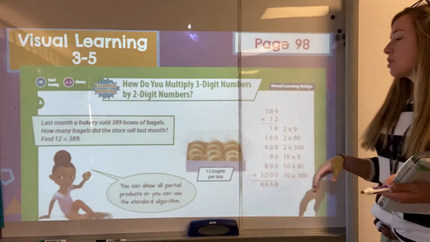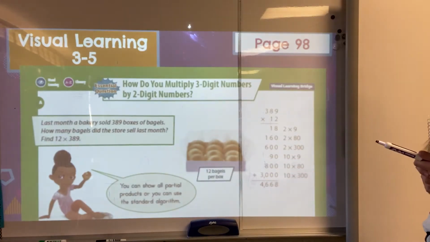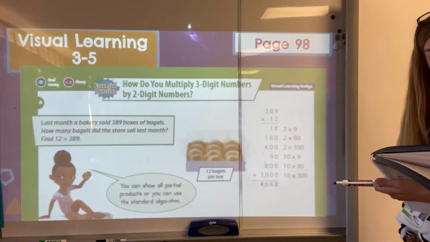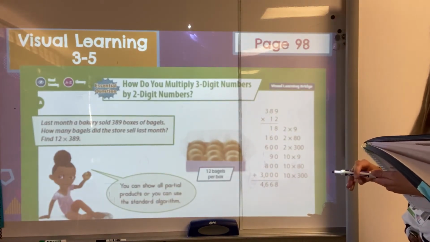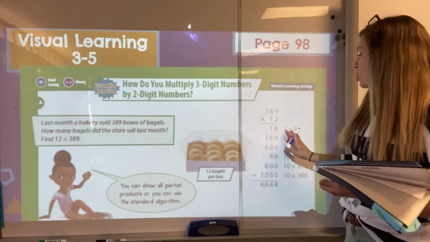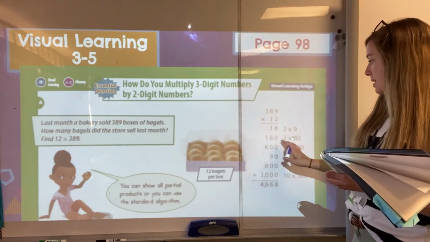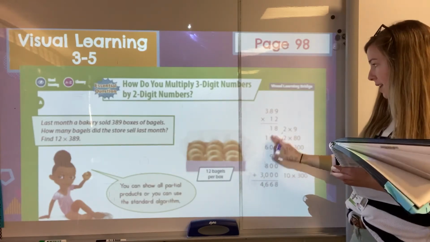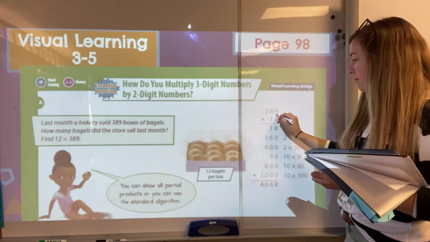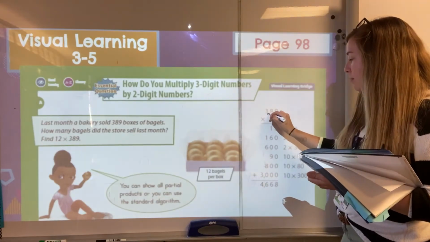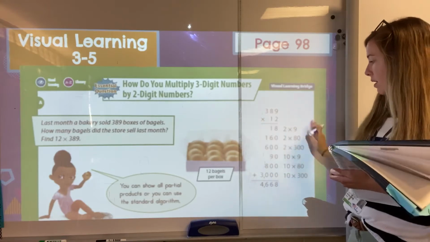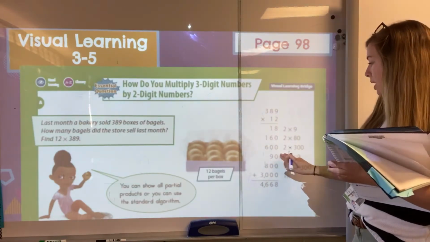So the first thing that they're doing right here is you can use all partial products or you can use the standard algorithm. So these are all the partial products broken down with the box method. And they're showing like, okay, 2 times 9, that would be 18. 2 times 80, because this 8 is worth 10, is 160. 2 times 300, so they're showing it with really a lot of partial products, but they're just breaking down how we would multiply with the standard algorithm. So 2 times 300, well, that would be 600.